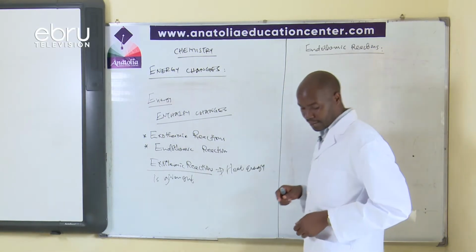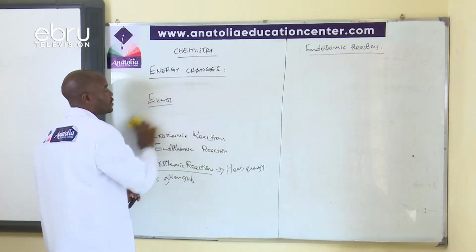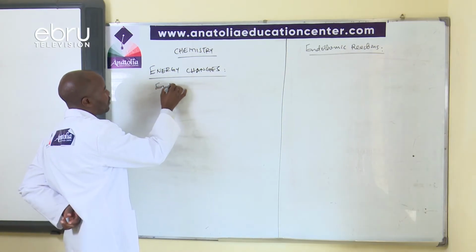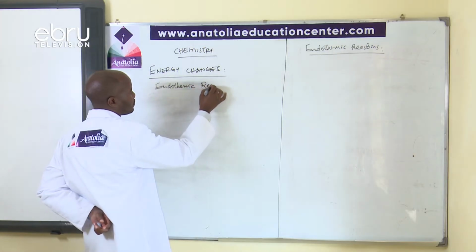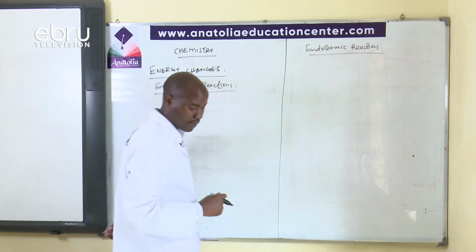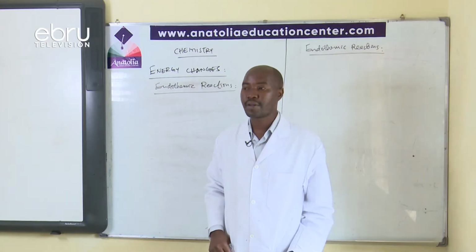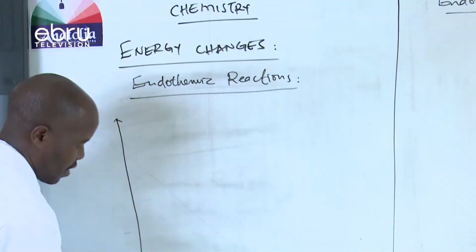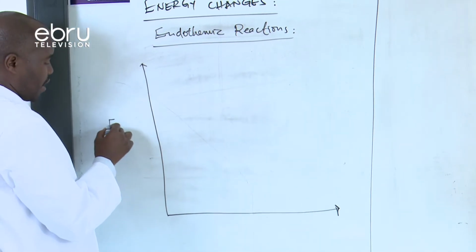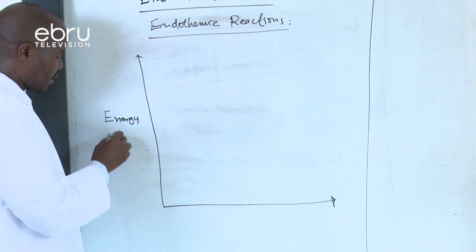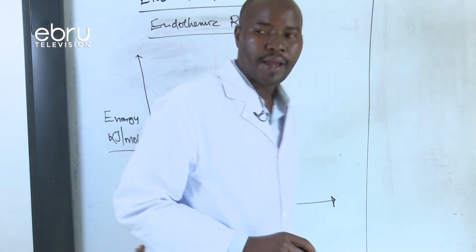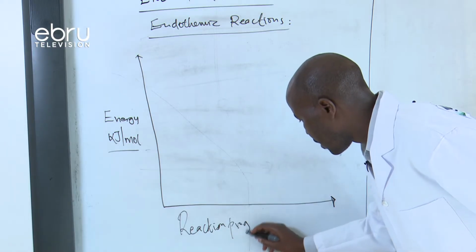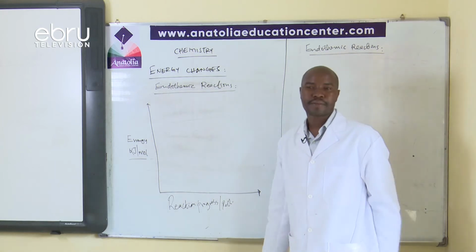Now, we can use energy level diagrams to represent exothermic and endothermic processes. And here, I am going to start with endothermic reactions. Remember, in endothermic reactions, I've said that heat energy is absorbed from the surrounding. So, by drawing an energy level diagram, our energy level diagram will look like this, whereby this side you have energy. Remember, energy is given in kilojoule per mole. And down here, you are going to have the reaction progress, or the reaction path, means the same thing.